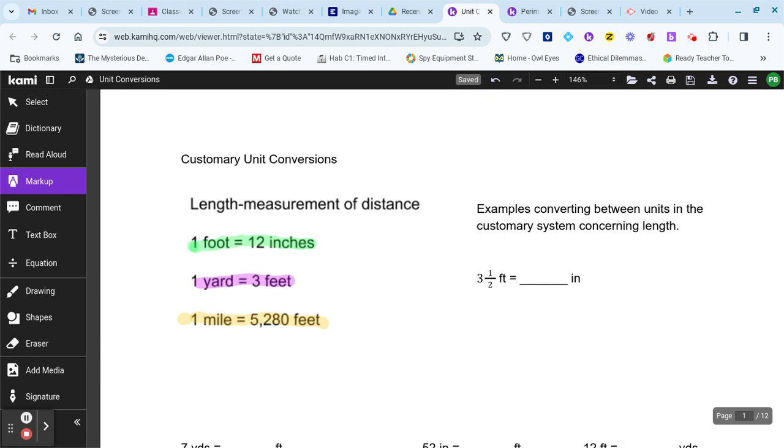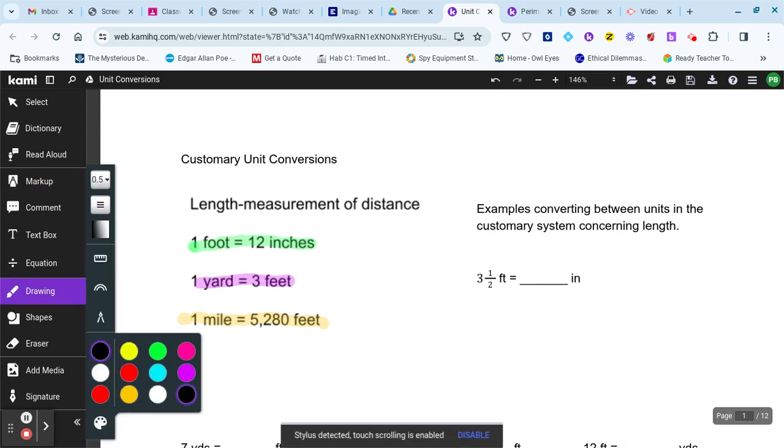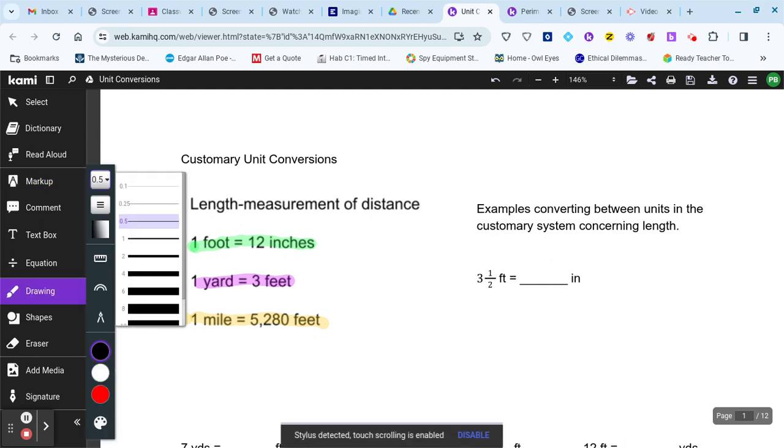So we're going to be working with some conversions. I'm going to show you how to do dimensional analysis and just set up proportions, okay? It's good to know how to do both. I prefer dimensional analysis, but I will show you how to set the proportions up. All right, so let's get to it.